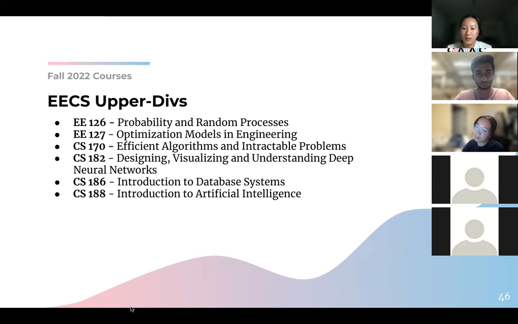182, designing and visualizing deep neural networks. I've never taken this one. If anybody asks, feel free to speak up. But from what I know, a lot of people take it after they take 189. And it's a very grad school-esque class, as in you read a lot of papers and then you analyze those papers.